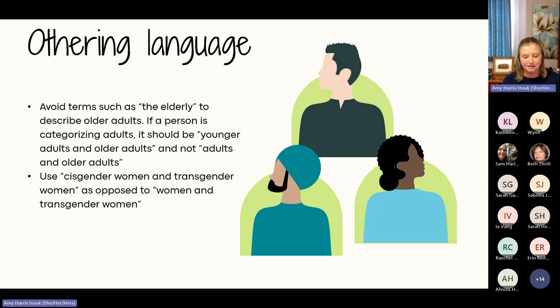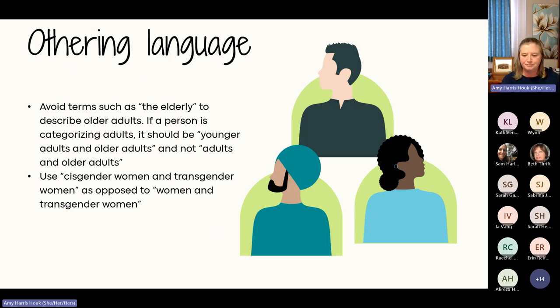And I did see, and I've seen this in writing before, that using terms like adults and older adults kind of says that we have adults, like regular adults, then we also have these other adults. So using younger adults and older adults avoids what's seen as the main group and then this other group.